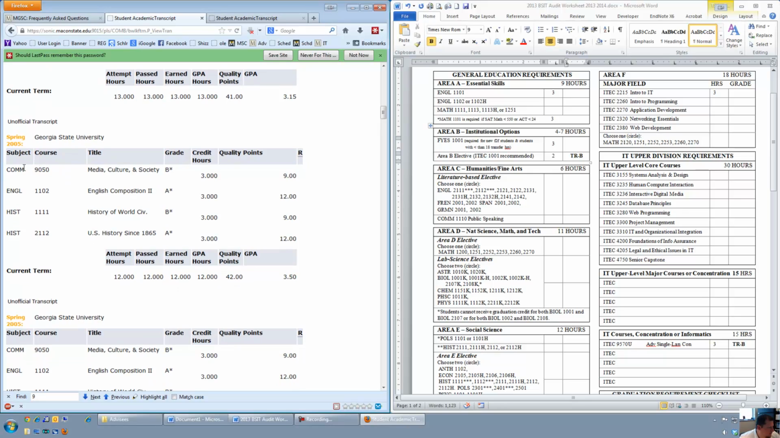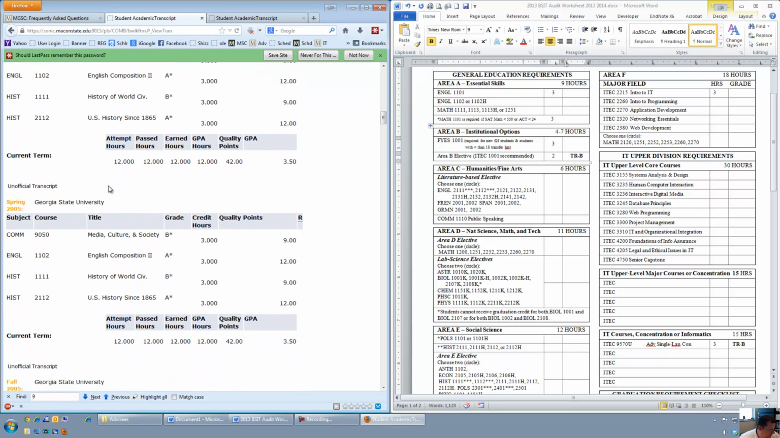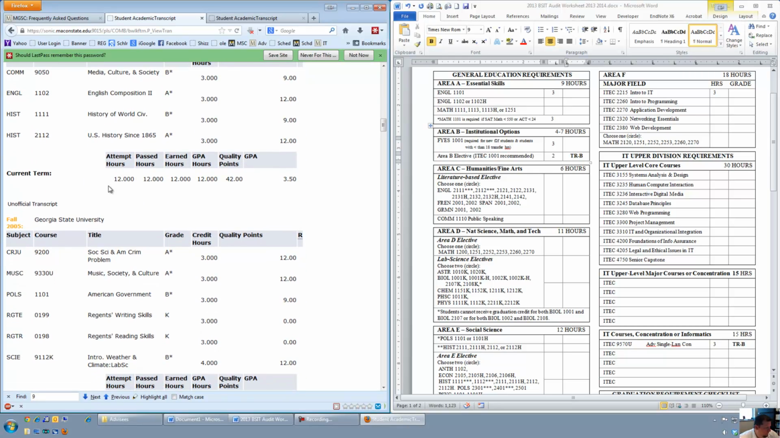Sometimes you'll see something that comes in and it doesn't tell you area A, B, C, or D, but it could be equivalent. So maybe this COM 9050. This might not be the best example. Let's see if I can find a better one real quick.